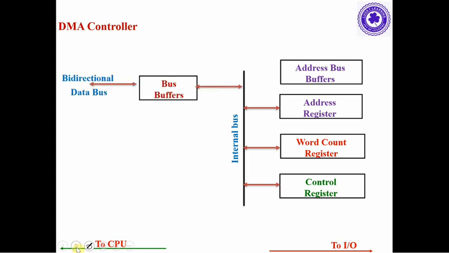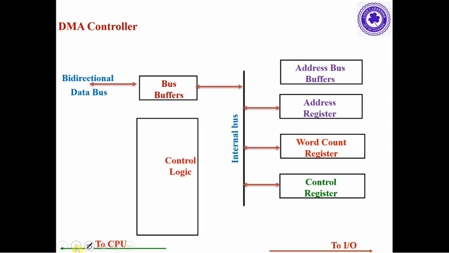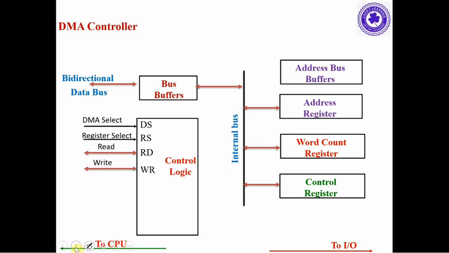And we also have a bidirectional data bus. These bus buffers are connected to the CPU. The DMA controller will have a control logic circuit. This control logic circuit will have DMA select to select this DMA controller, and register select, which will be used to select one of the four registers: address bus buffer, address register, word count register, and control register. And a read control signal and a write control signal are received from the CPU.